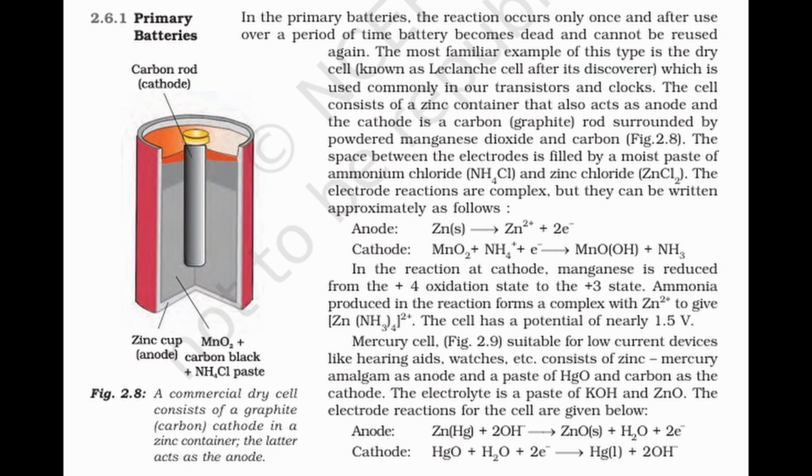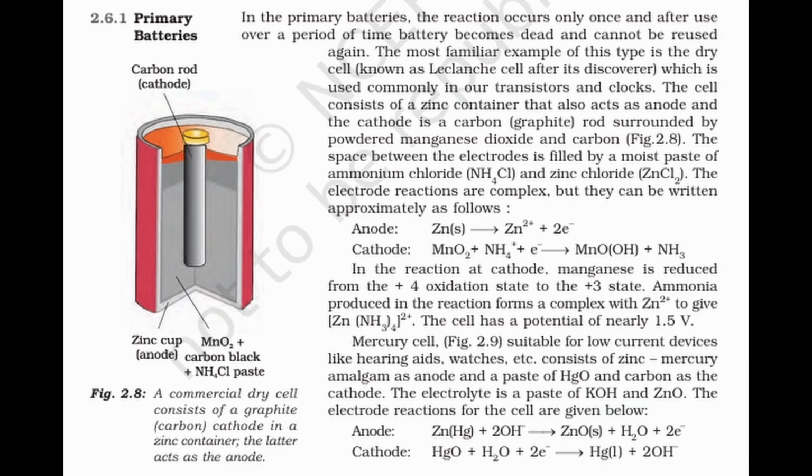Primary batteries are those in which the chemical reaction occurs only once. After the reactants are consumed, the battery becomes dead and cannot be recharged. The most common example is the dry cell, also known as the Leclanché cell, which is widely used in devices like clocks, remotes, and radios.